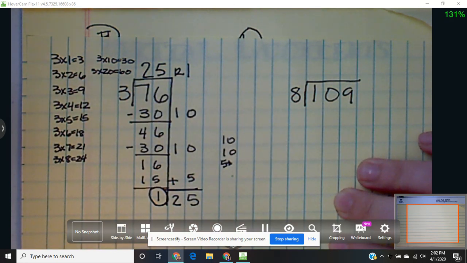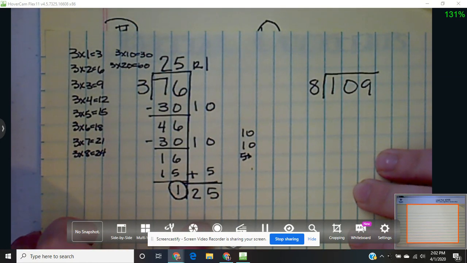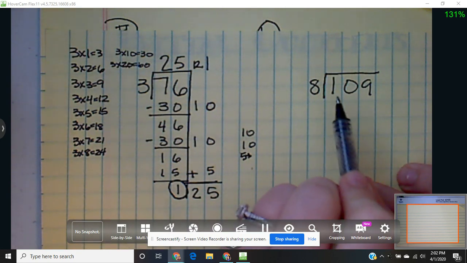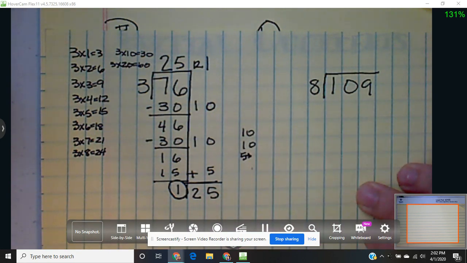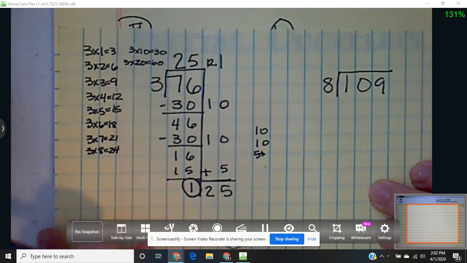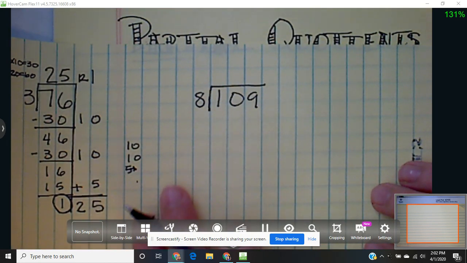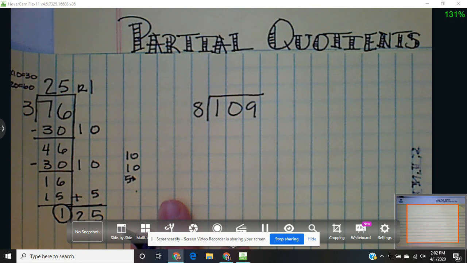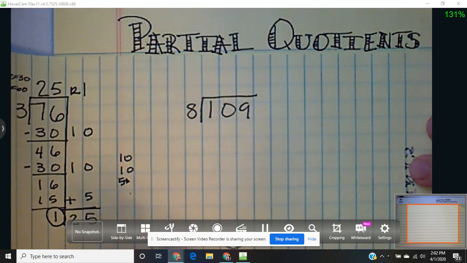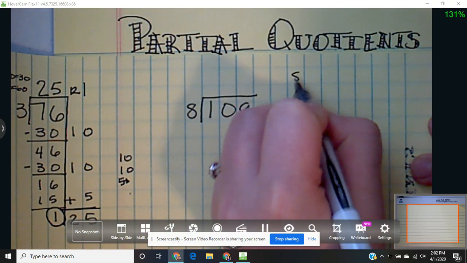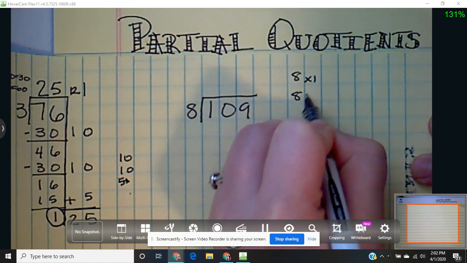My remainder is 1. Okay, let's do another problem together. I challenge you to pause the video right here and try this one if you're wanting to try partial quotients. So I'm moving on. If you want to do it with me, that's great. Or you can pause the video right here. All right, my brainstorm is 8 times 1.